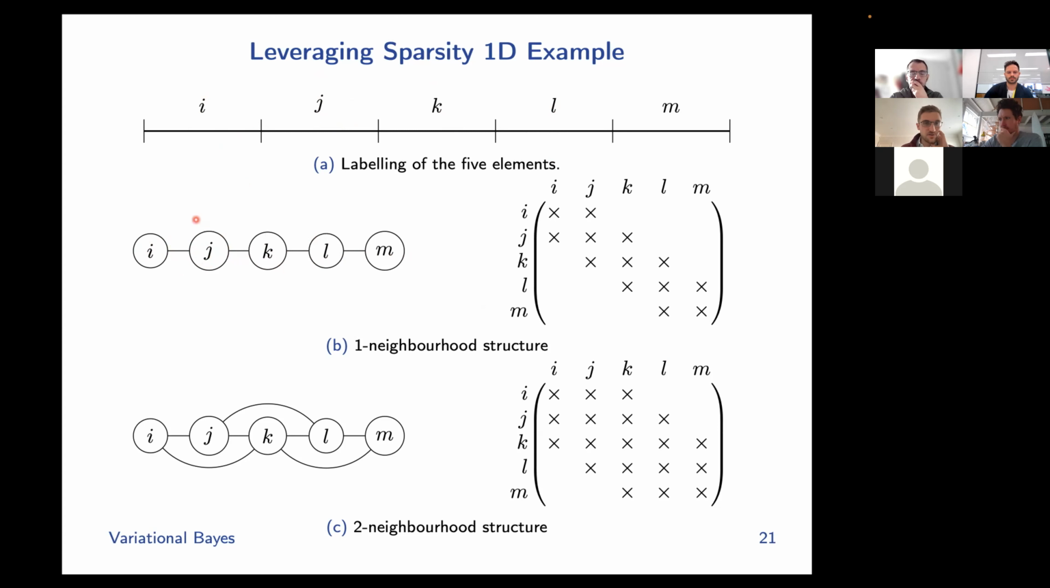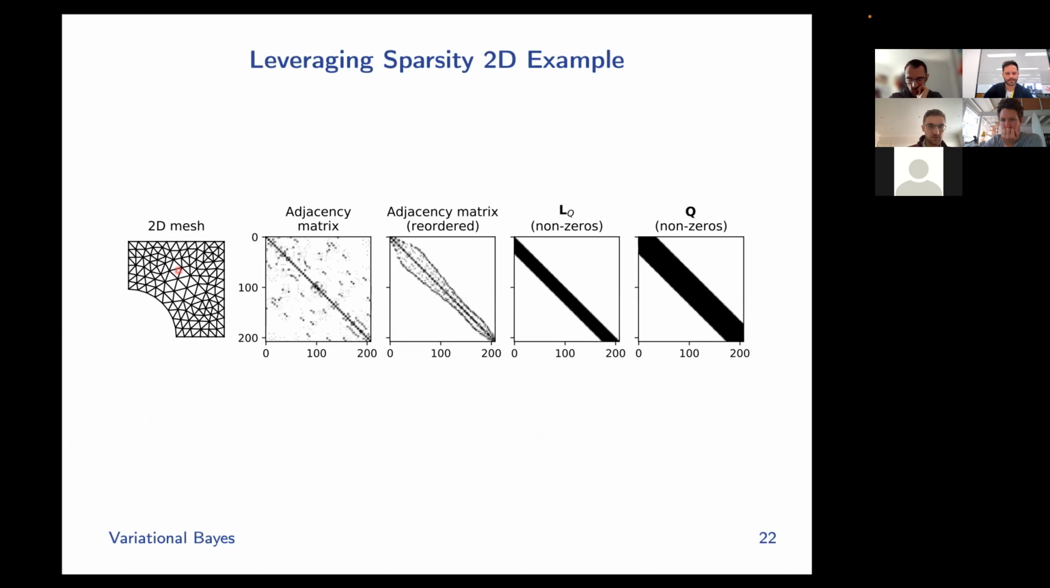The obvious choice is to build an edge if they are neighbors. Another option is if they are second order neighbors, meaning they are a neighbor of a neighbor. Once we build these edges, we get the adjacency matrix, and this adjacency matrix gives us the non-zeros of the precision matrix. This is just for an illustration. If we have a 2D mesh like this, we build an adjacency matrix, and then we get something like this.